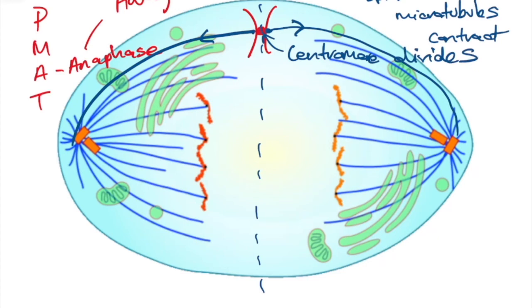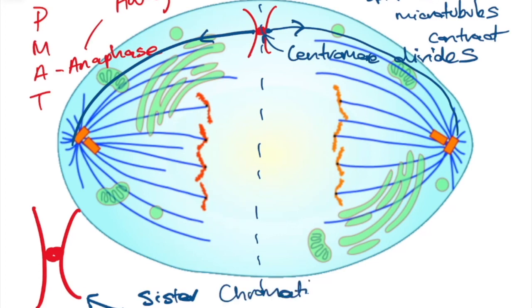And so if we remember when we had those two strands, it's a double-stranded chromosome, but each one of these was a sister chromatid. So in anaphase, sister chromatids are pulled apart by the contraction of the spindle microtubules and the division of the centromeres, and they are being pulled to opposite poles.